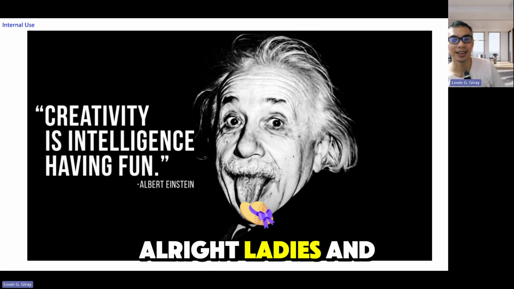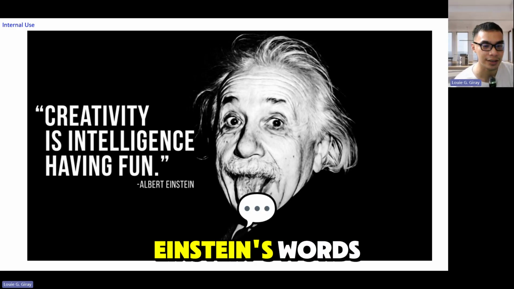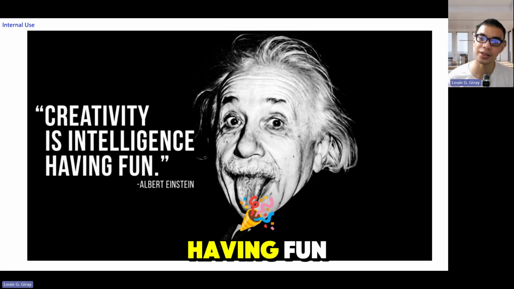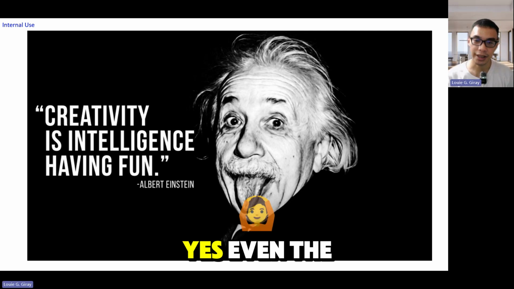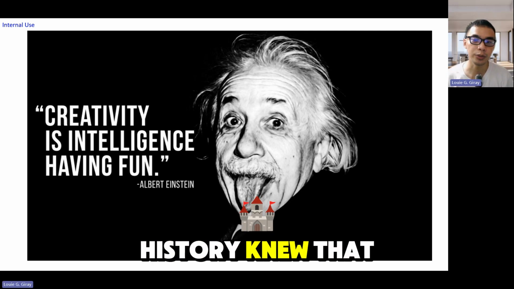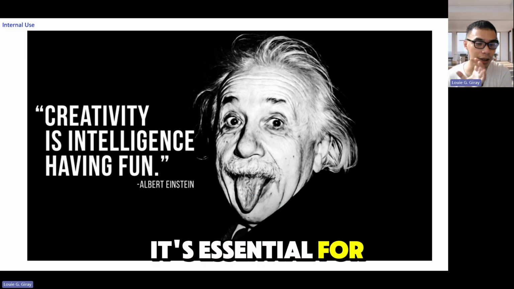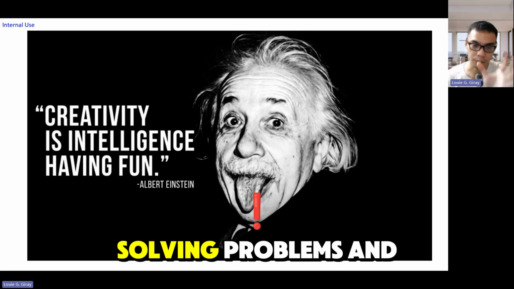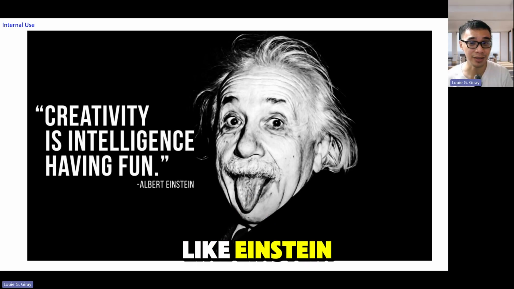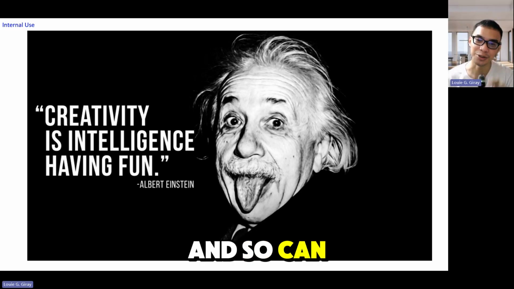All right, ladies and gentlemen, this is Albert Einstein. I will leave you with Albert Einstein's words. Creativity is intelligence having fun. Yes, even the brightest mind in history knew that creativity isn't just for artists, it's essential for anybody. Solving problems and making breakthroughs. If a genius like Einstein could see the fun in creativity, then so can you.